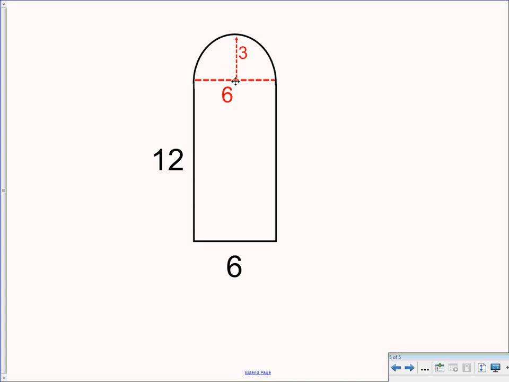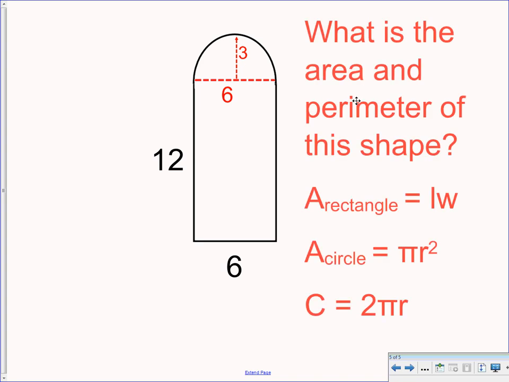So your question that I want you to do tonight, hand in to me tomorrow, is what is the area and perimeter of this shape? Here are the formulas you need. Area of a rectangle is length times width. Area of a circle is pi r squared. And the circumference of a circle is 2 pi r. Remember, though, you only have a semicircle.